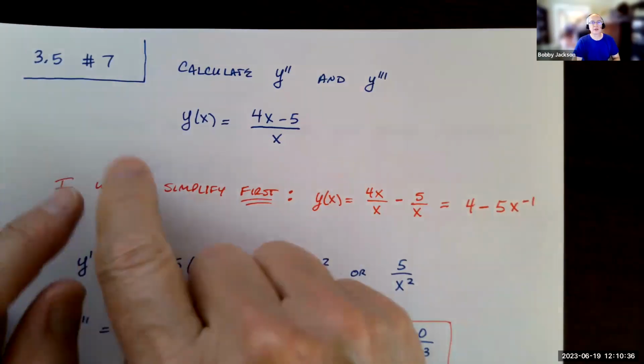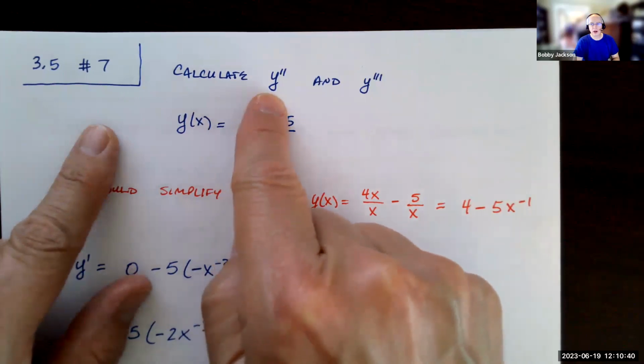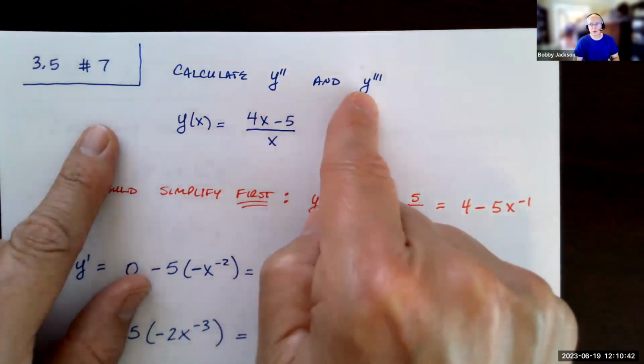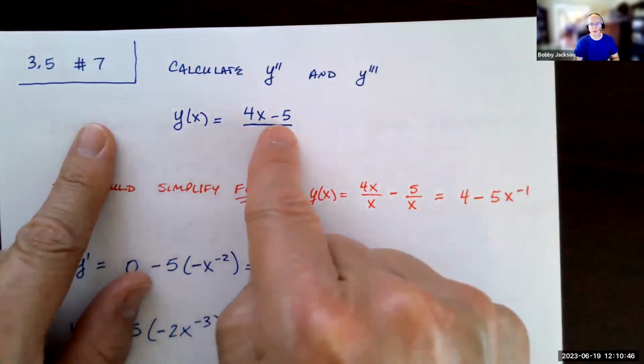Hey everyone, let's look at number 7 in section 3.5. Going to calculate y double prime, which is the second derivative, and y triple prime, which is the third derivative for the function y of x equals 4x minus 5 over x.